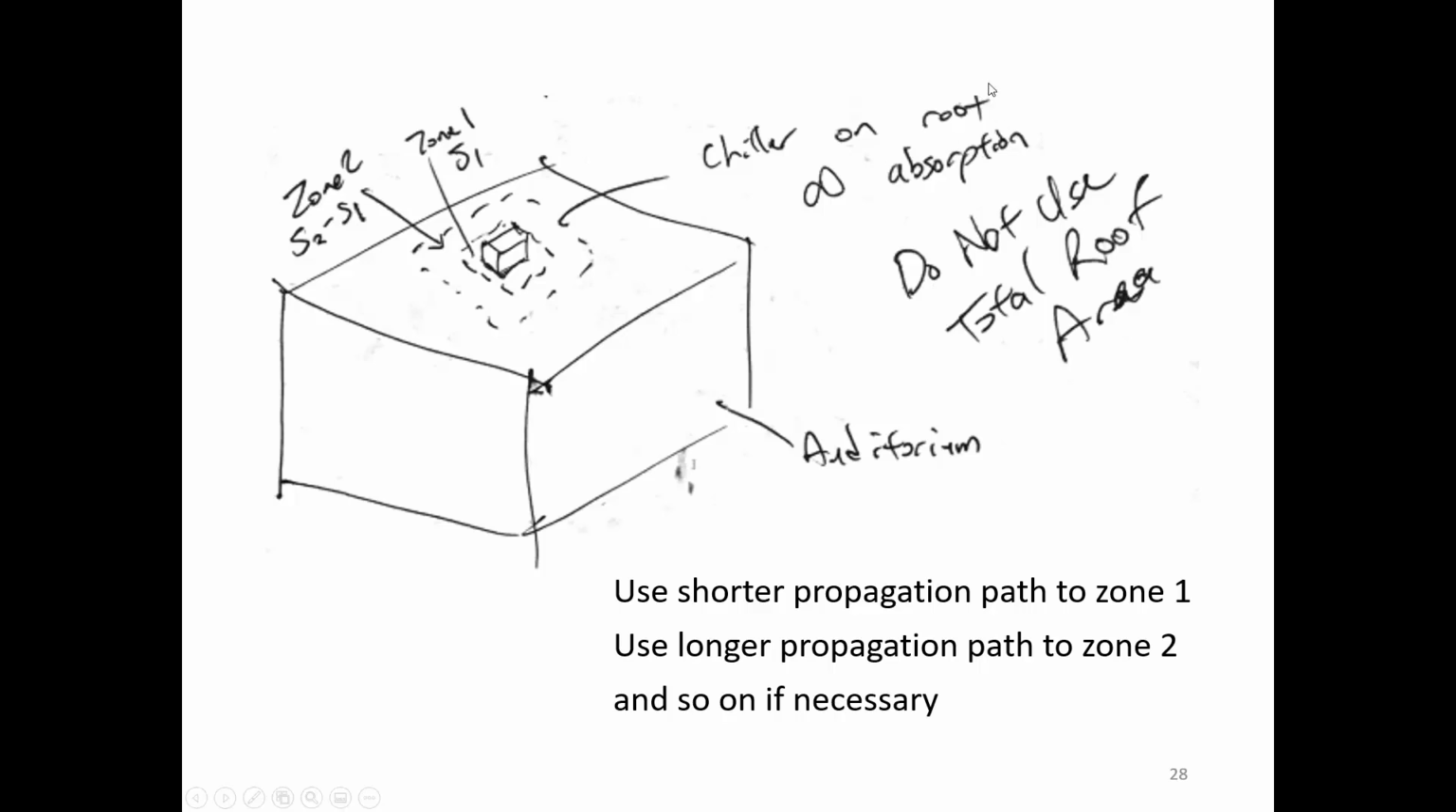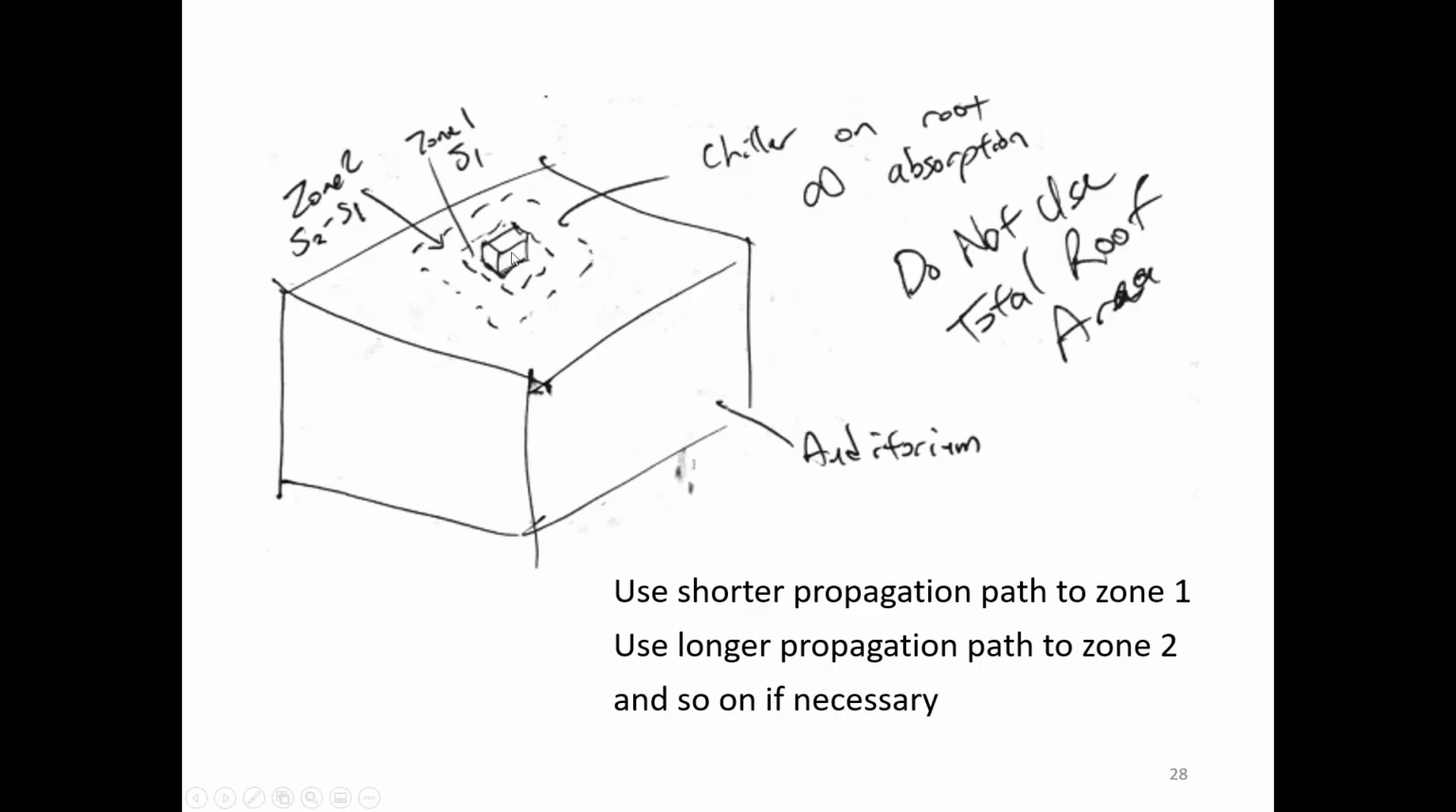But this is roof. So the chiller on roof, infinity absorption. It's outside, right? We have absorption to all of the universe. And like I said, you do not use the total roof area. Because you have total absorption, you're going to have a very different sound pressure level if you're here, here, here, here, here, here, right? So what I would do in this case, I divide it up into zones. I just pick an area.